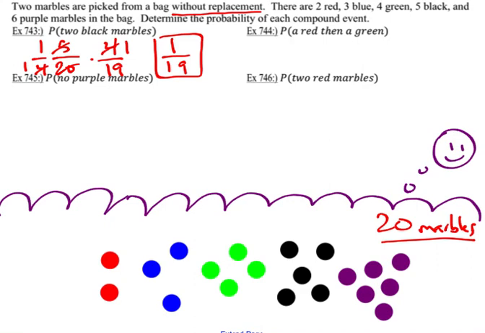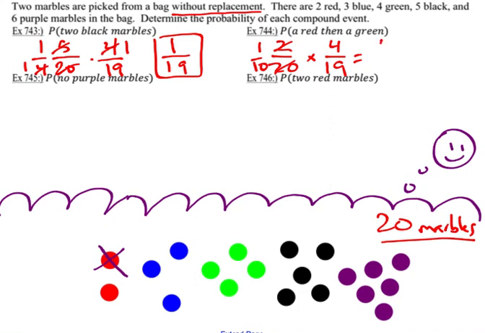Okay, what's the probability of picking a red and then a green? So first we're going to pick a red. There are 2 reds out of the 20 marbles. Now we need to get rid of a red. And now we're going to pick a green. There are 4 green marbles out of the 19 marbles that are left because we got rid of one of the red marbles. This gives us a probability. Let's do a little bit of reducing. 2 out of 20 is 1 out of 10.